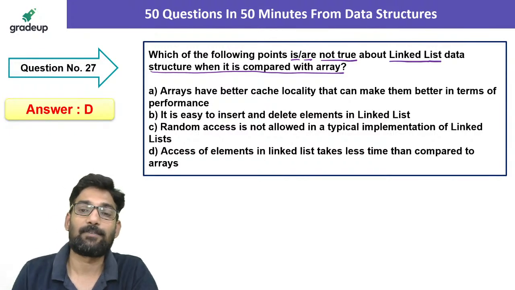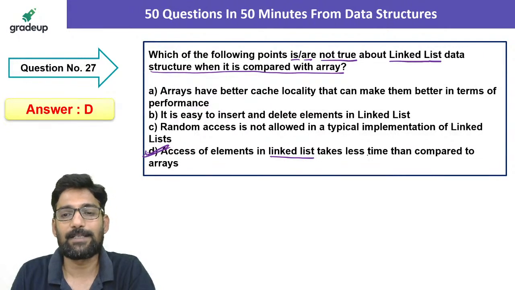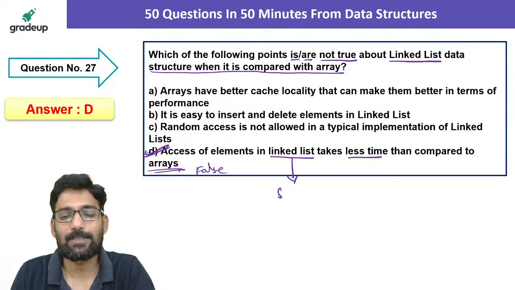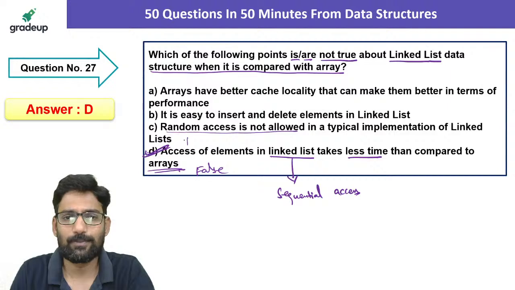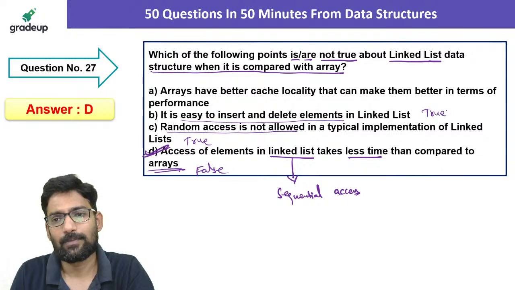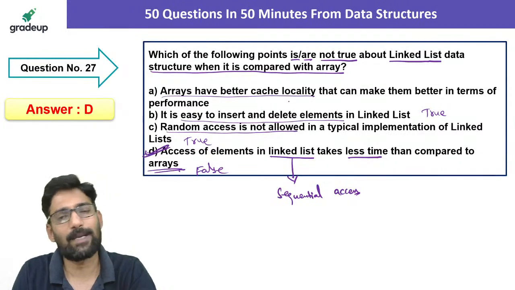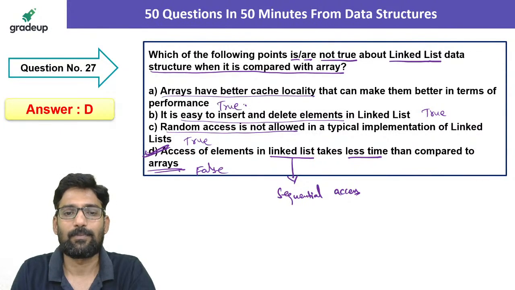The right answer, which is not true, is option D. Access in the linked list takes less time compared with arrays. That is false, because a linked list always supports sequential access. Random access is not allowed. It is easy to insert and delete elements in the linked list. True, of course, by maintaining a tail pointer. Arrays have better cache locality because arrays have contiguous memory. True. But option D is false.